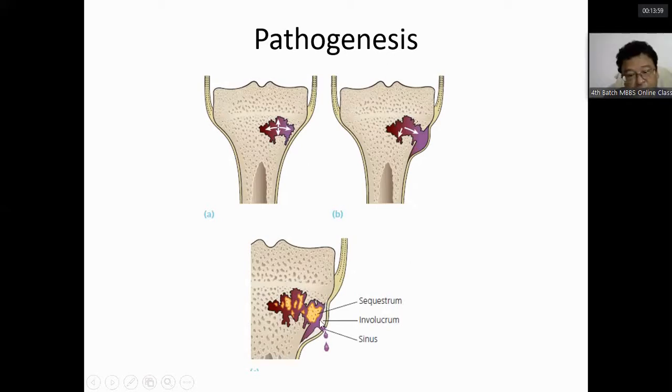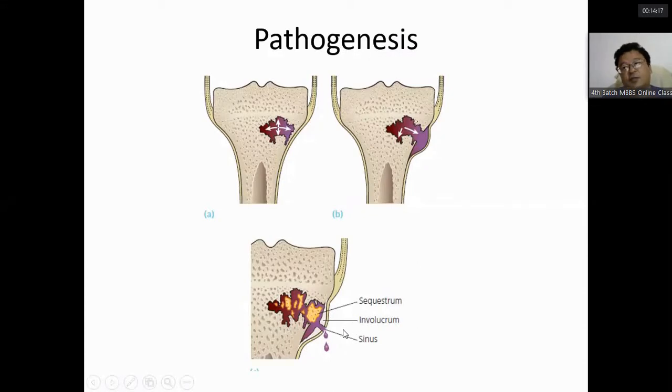Still further, there's other reaction going on. Then the body tries to seal that infection, okay? What does it do? It forms the new bone, and the new bone surrounding the sequestrum is known as the involucrum, okay? Is known as the involucrum.